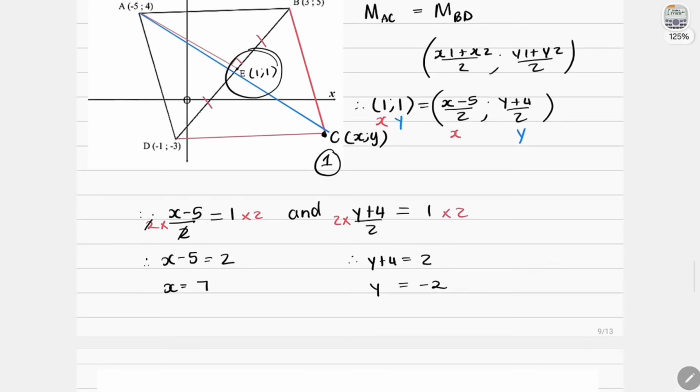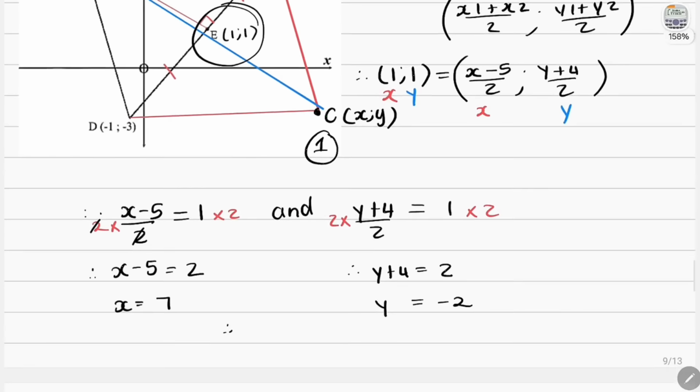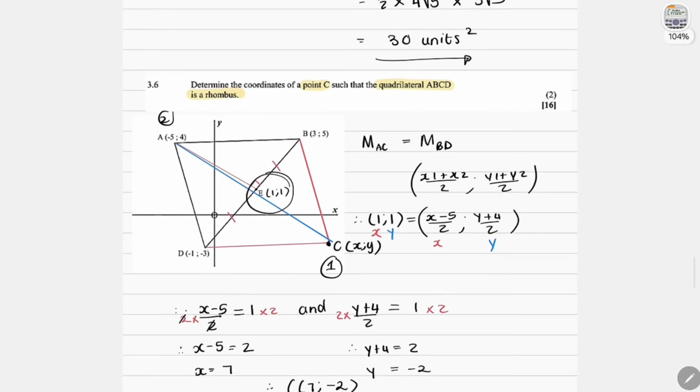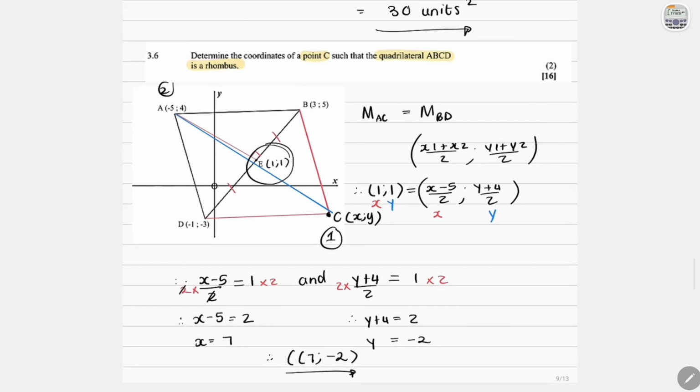And there we go. Now we can see that the coordinates of C, the x value is 7 and the y value is negative 2. And there we go. Using the midpoints. Okay, so that is it for question 3.6, and that is it for question 3.